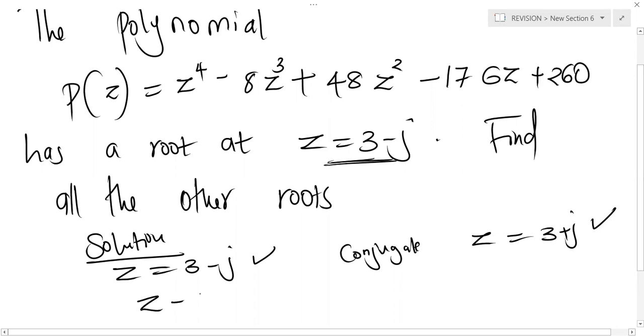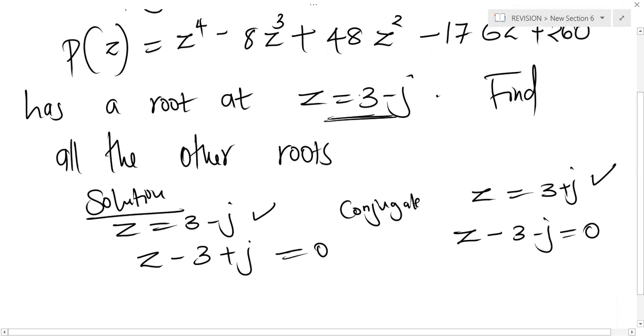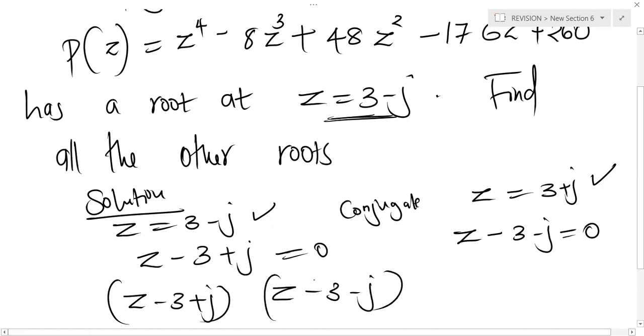So this is z minus 3 plus j equal to 0, and then this other one is z minus 3 minus j equal to 0. Multiplying these two equations, we're going to have a polynomial of degree 2, and then we're going to use long division to divide this. So I'll have (z minus 3 plus j) multiplied with (z minus 3 minus j). And then what does this give?